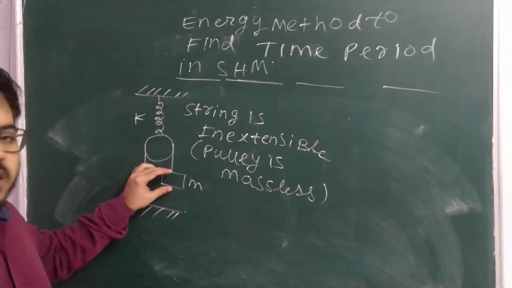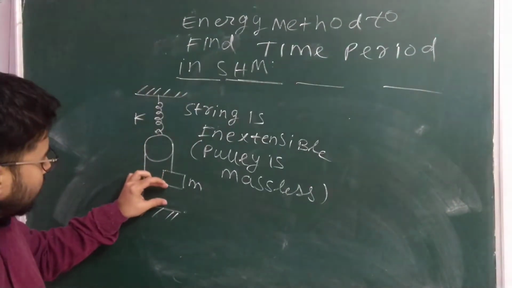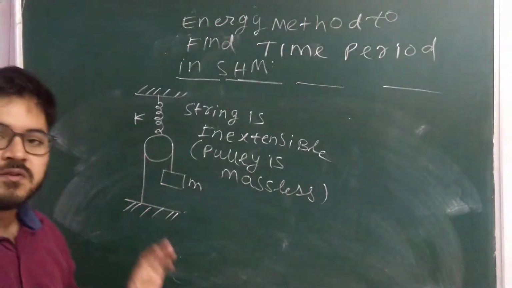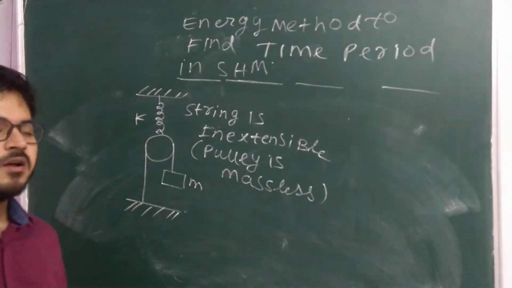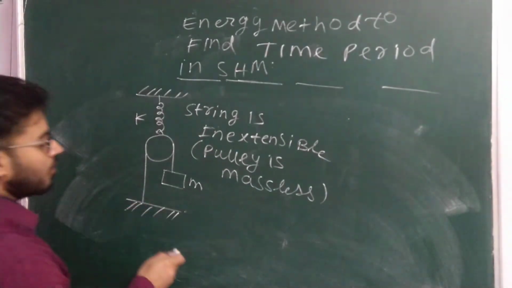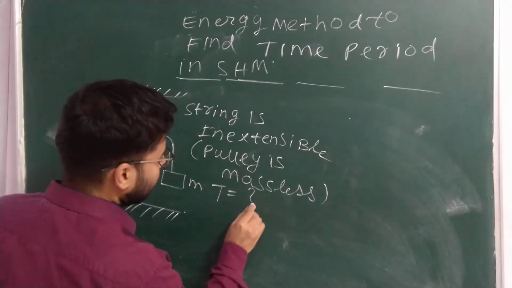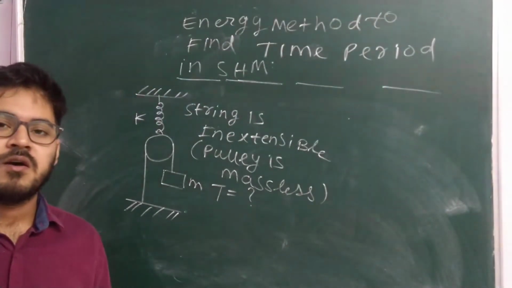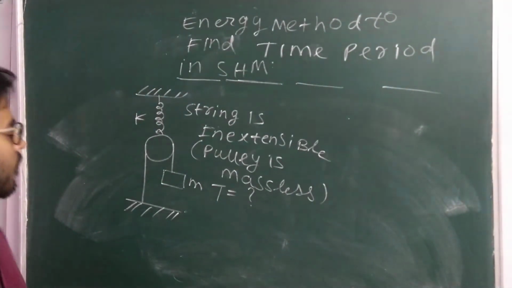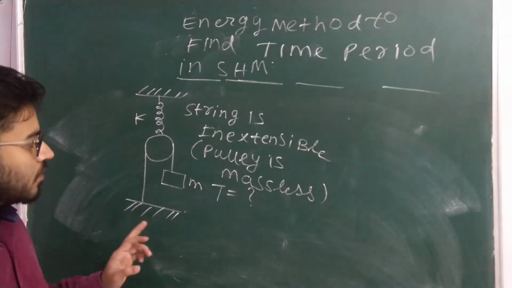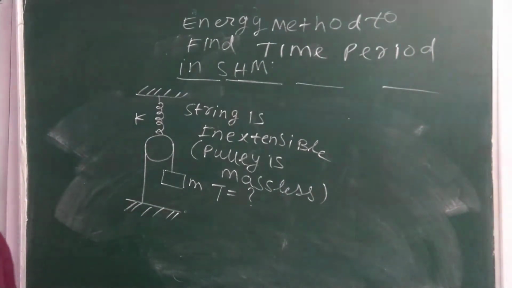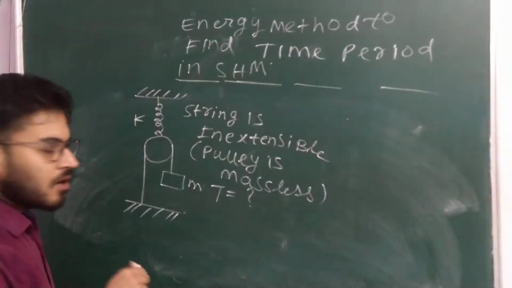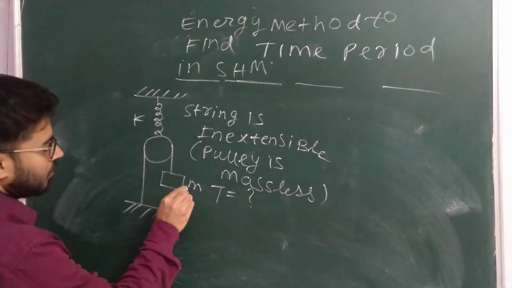Now if I take this block and displace it downwards and release it, what will happen? The system is going to oscillate, right? So let us say we want to find the time period of oscillation of this system. What will be capital T? If you want to find the time period of the oscillation, the first thing that you are going to do is find the equilibrium position. How do we find the equilibrium position?